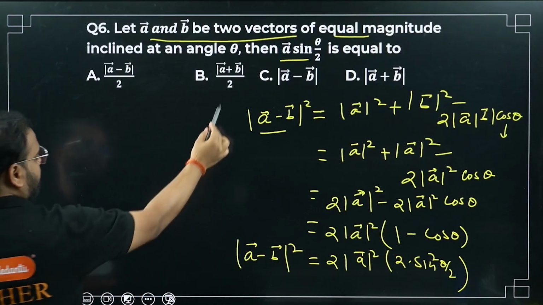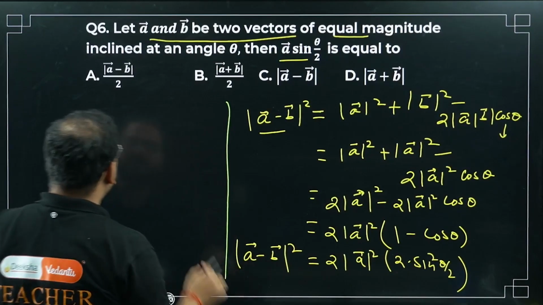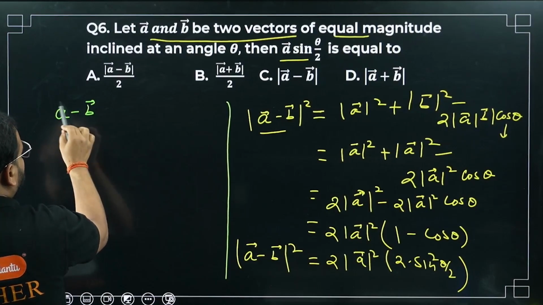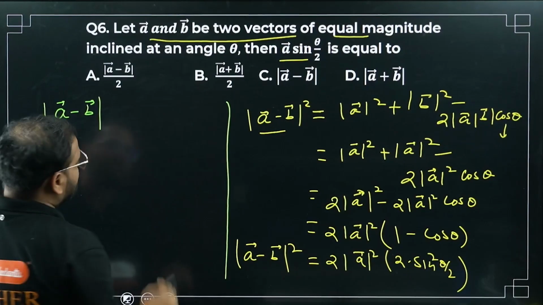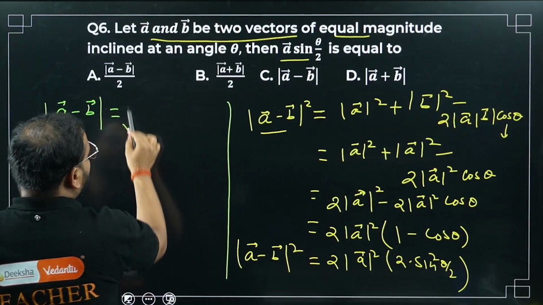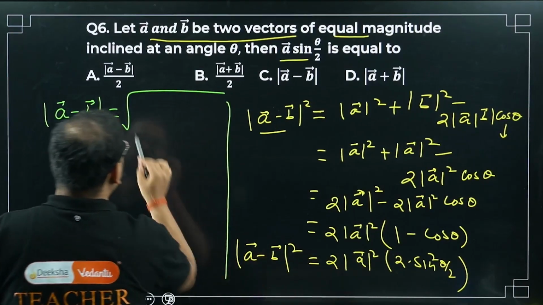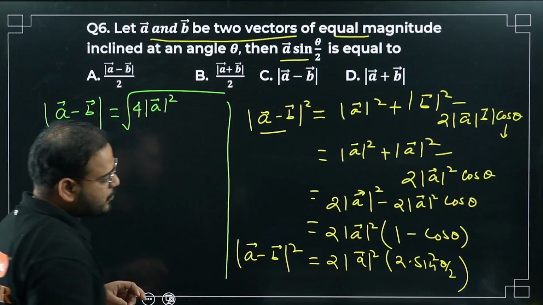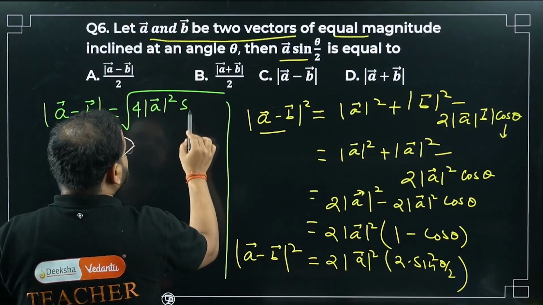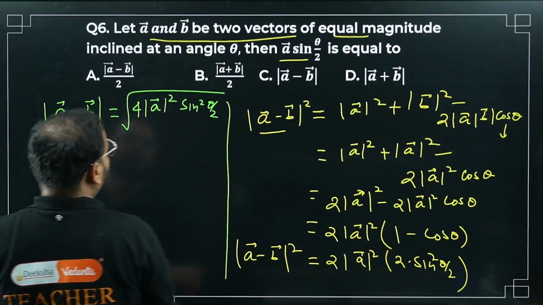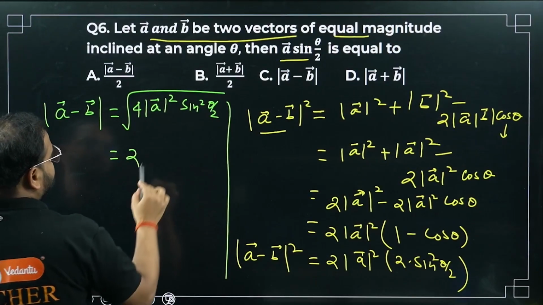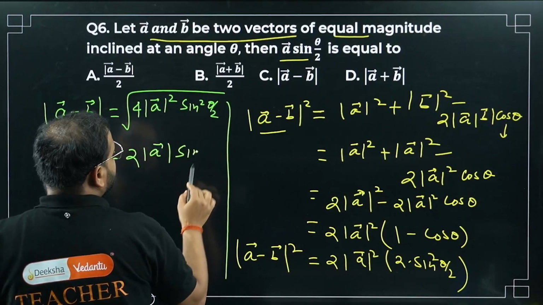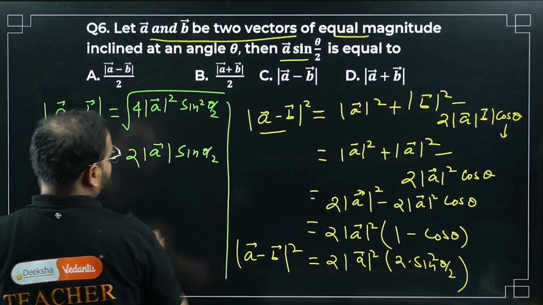Have a look. Okay, so LHS will be like this only. If I take the root on both sides, I can write the modulus equals to what? Root of 2 into 2, so 4. And this will be simply A square, and what is this? Sine square theta by 2. Take the root. 2 will come, mod of A will come, and sine theta by 2.